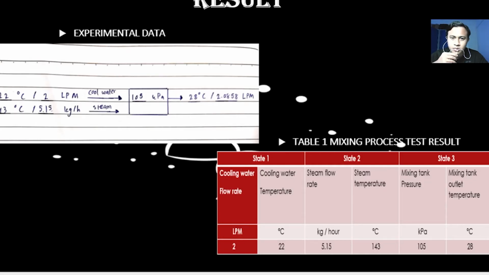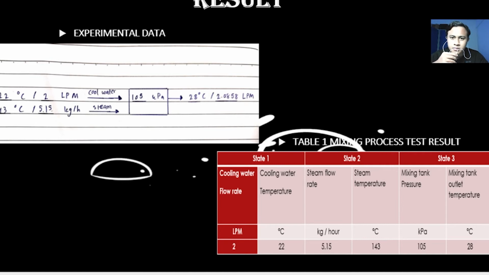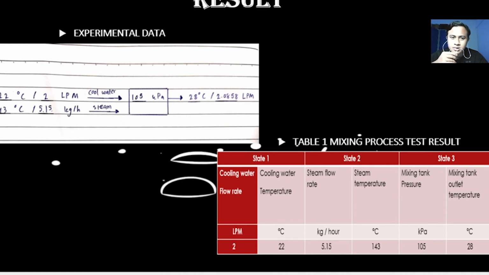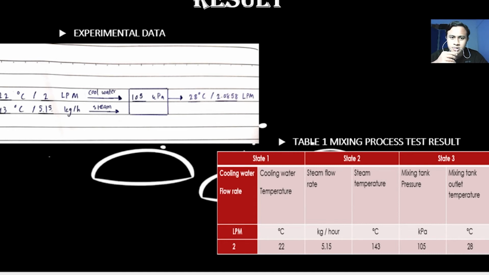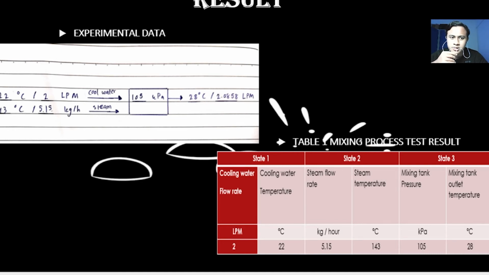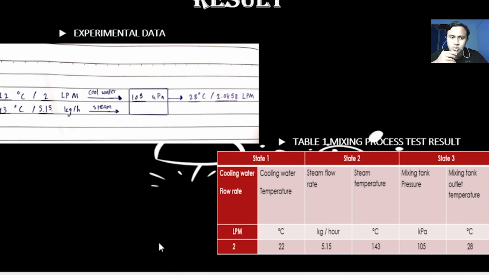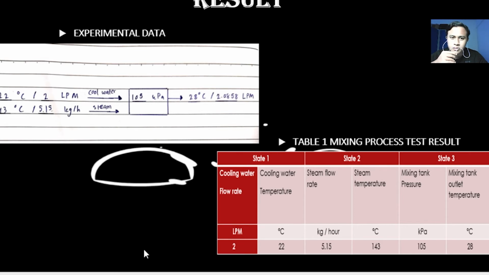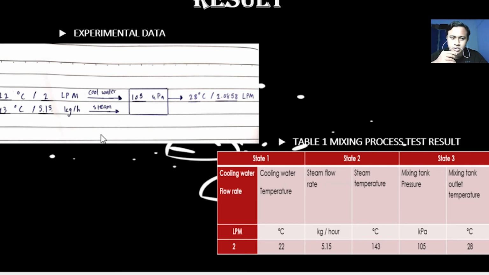My name is Muhammad Azim bin Hussein and my metric number is B0920101003. Today I will explain about the lab entropy generation in mixing chamber. So for the result, there is the process.